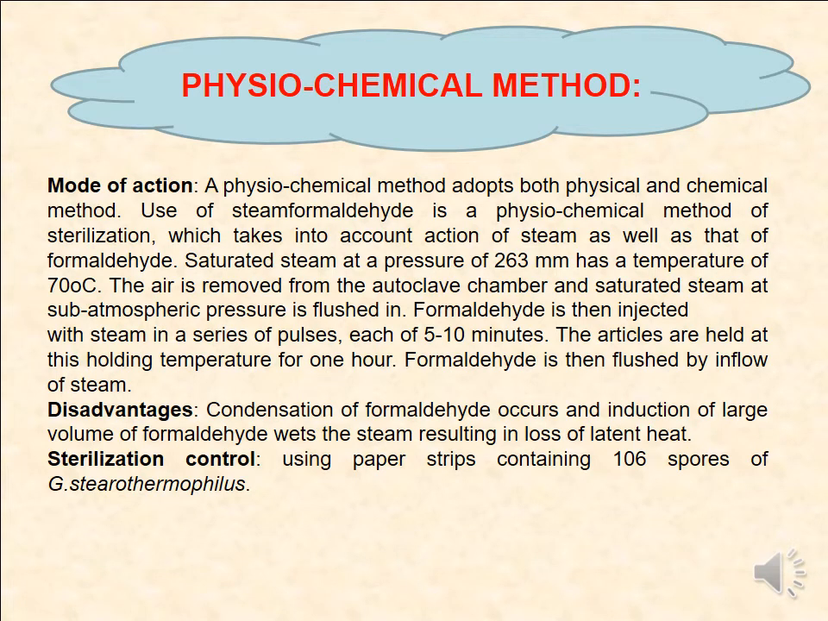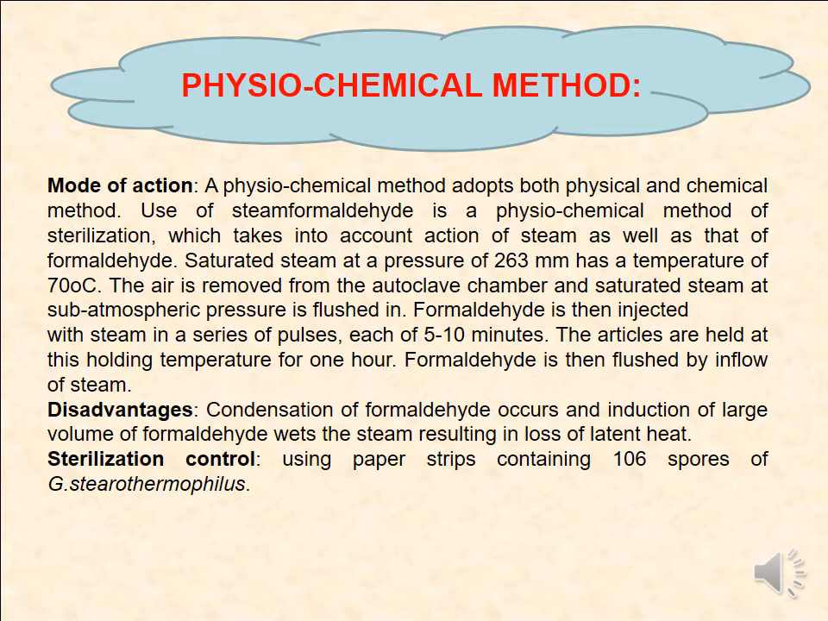Another method is the physicochemical method. The physicochemical method combines physical and chemical modes of action. Low temperature steam formaldehyde is a physicochemical method of sterilization, which takes into account the action of steam as well as that of formaldehyde. Saturated steam at a pressure of 263 mm has a temperature of 70 degrees centigrade.